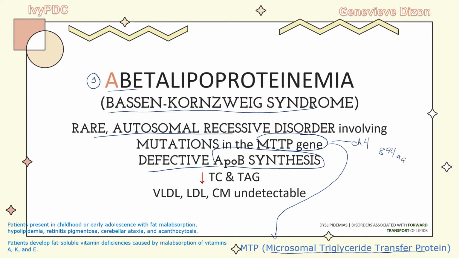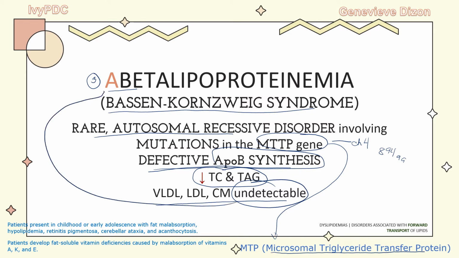Because of the defective ApoB synthesis, there is a decrease in total cholesterol and triglyceride level and undetectable VLDL, LDL, and chylomicron levels. Because of the undetectable levels of these three lipoproteins, this is known as the abeta, or the absent lipoprotein condition. The same with HBL, or hypobetalipoproteinemia.